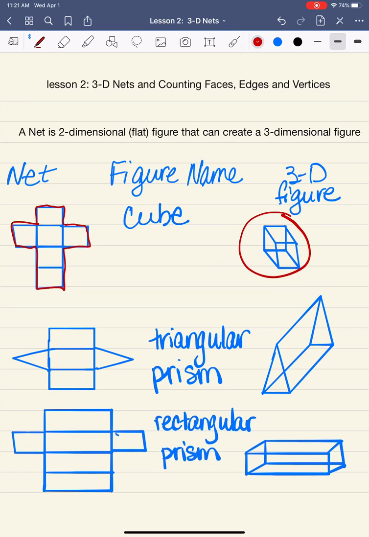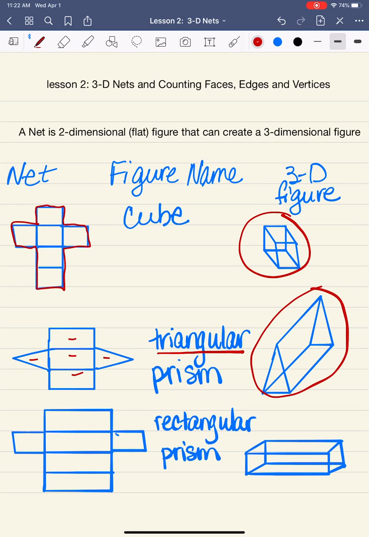So the net for a cube is not always going to look like a T or a cross, but it will have those 6 equal squares put together. Okay, the second one is the triangular prism. So remember, with the prism, it's going to have 2 of whatever the name of the prism is. So triangular, so it's going to have 2 triangles, and then remember, it'll have the 3 rectangles that are wrapping in between. So this particular net would make the triangular prism here.